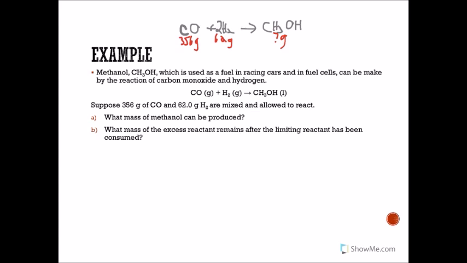is limiting. So the easiest way to do this is to do a stoichiometry question on the carbon monoxide, use the carbon monoxide grams, find how much mass of methanol is produced, and then do a second stoichiometry calculation with 62 grams of hydrogen and find the mass of methanol produced, and figure out which one's smaller, because that would be the one that's limiting, right?